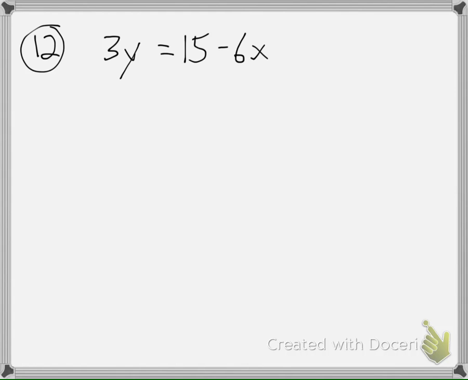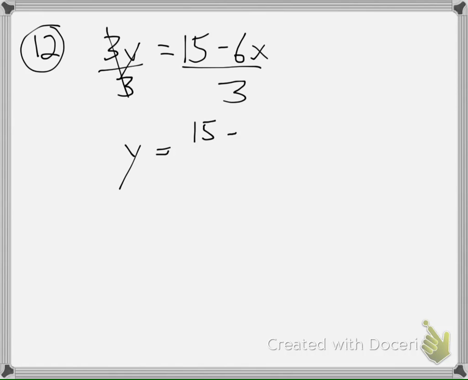Number 12. We have 3y equals 15 minus 6x. I need to solve for y, which means I have to divide. Divide by 3, which means over here I divide by 3, and I get y equals.